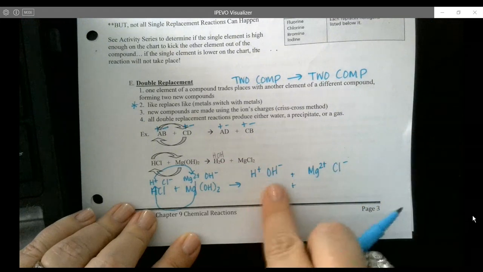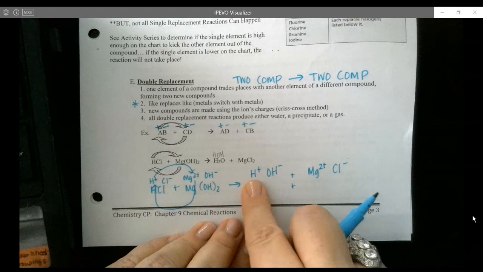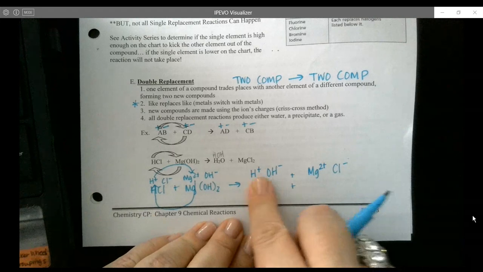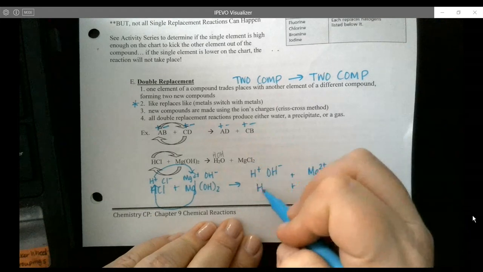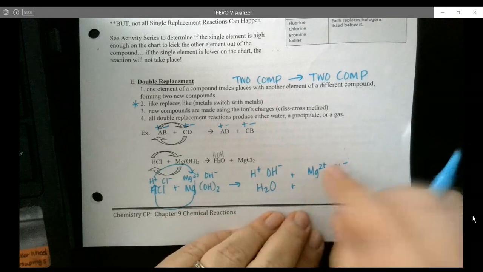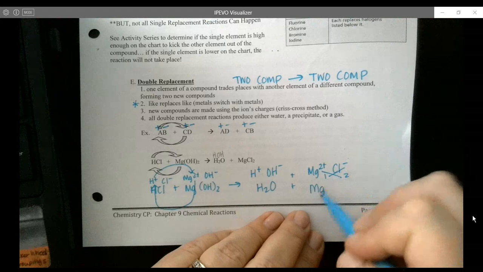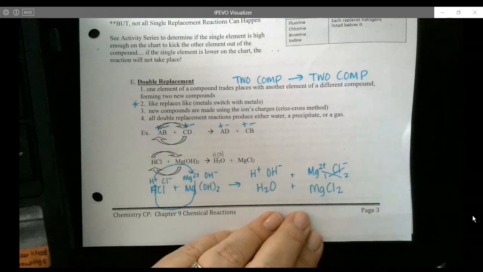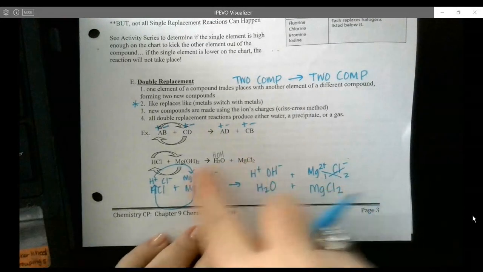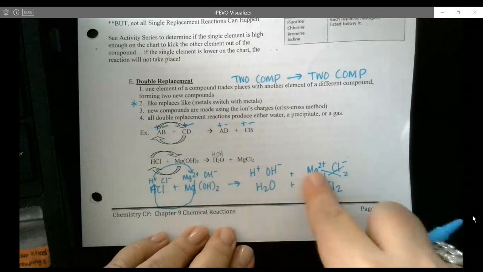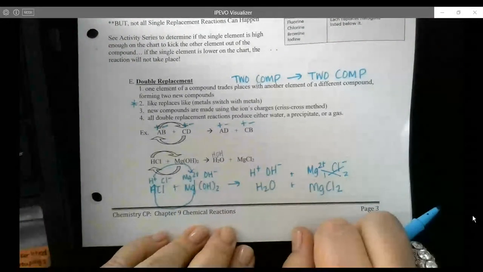So here, when I go to make this compound, what does H and OH make? Can you spot it? It's H2O. And then what does this make? Well, crisscross applesauce, MgCl2. Okay, and so you can see where those formulas are coming from. Always using those charges. Okay.